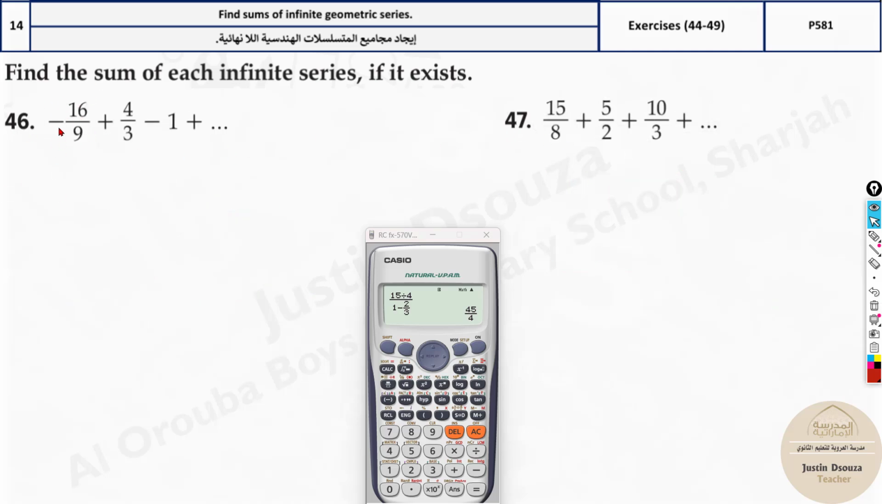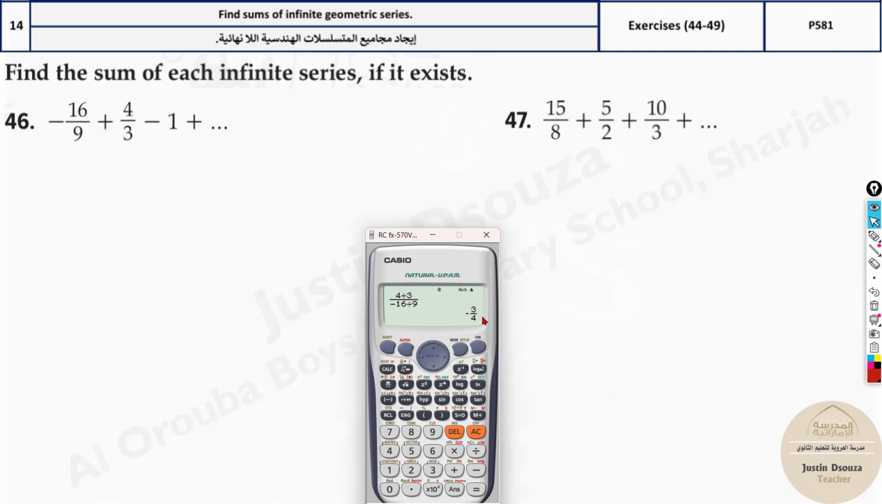Now here, remember it's negative, but it doesn't matter. When you're finding r, 4 divided by 3, and over here it is 16 divided by 9. But don't forget the sign, minus. It's negative 3/4. But is the magnitude of the r value less than 1? Is it less than 1?